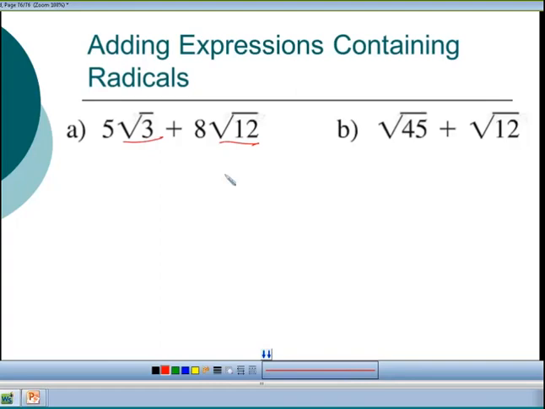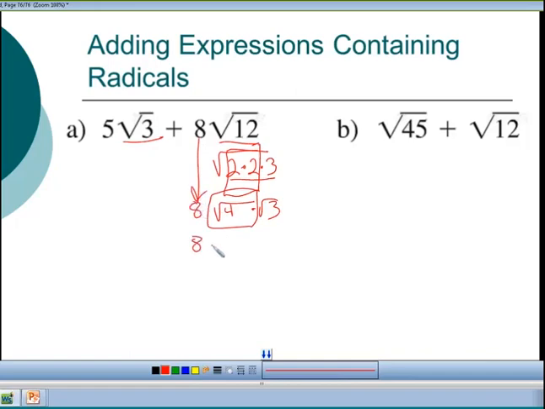If I take a look at this 12 and rewrite it in its prime factors, this turns out to be 2 times 6, which is 2 times 2 times 3. So this is the prime factors of 12. If I write them out, 2 times 2 times 3 multiplies to be 12. And what I like here is that the 2 times the 2 is actually 4. So this is really square root of 4 times the square root of 3. Square root of 4 is just a 2. So this 8 is still here, so it's really 8 times 2 times square root of 3. If I continue to rewrite it, that is 16 square root of 3.